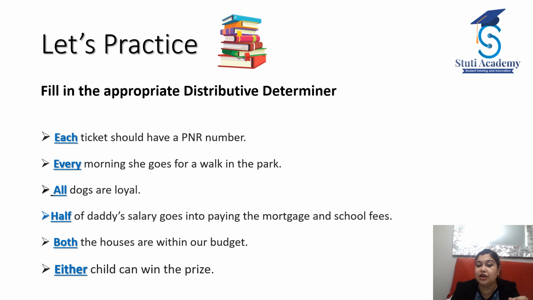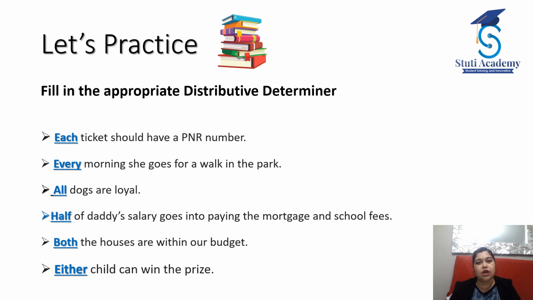Each ticket should have a PNR number. What are we doing? Bunch of tickets. We're talking about each and every individual. Each ticket should have a PNR number. So each ticket will have a specific PNR number. Then we're talking about every morning she goes for a walk in the park. So each and every morning, specifically every morning, she goes for a walk.